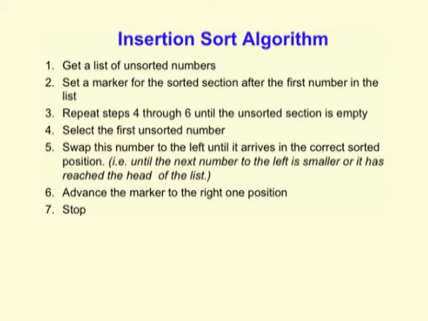The algorithm is: get a list of unsorted numbers, set a marker for the sorted section after the first number in the list, repeat steps 4 through 6 until the unsorted section is empty, select the first unsorted number, swap this number to the left until it arrives in the correct sorted position, that is until the next number to the left is smaller or it has reached the head of the list, advance the marker to the right one position, at the end we stop.